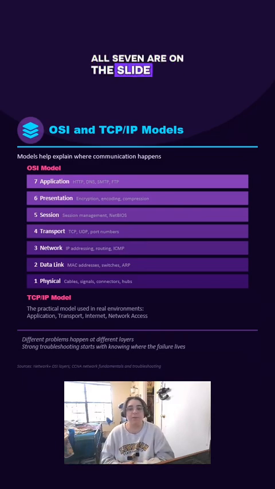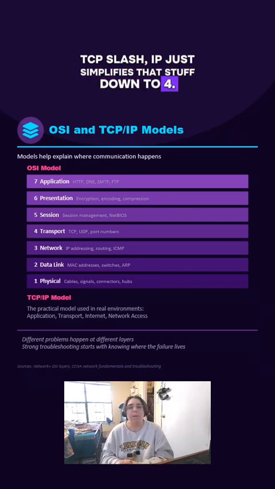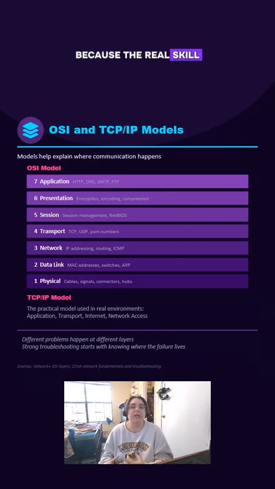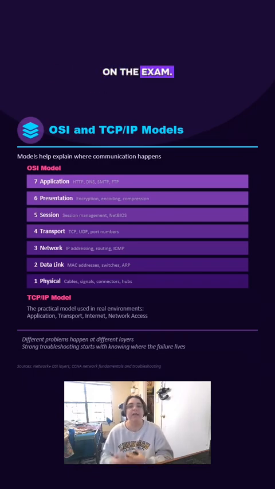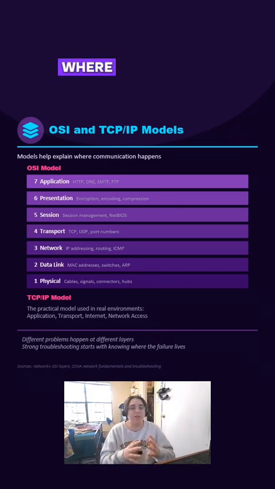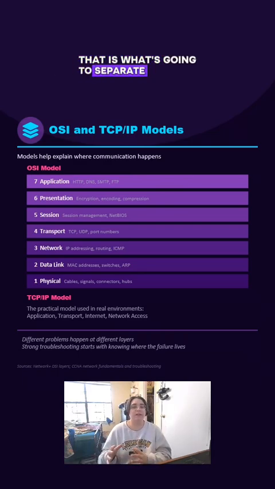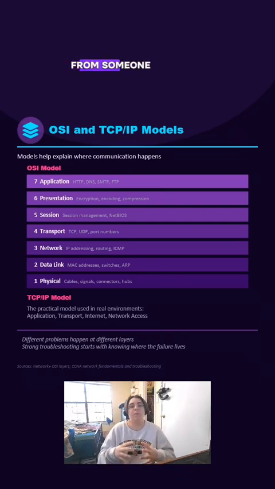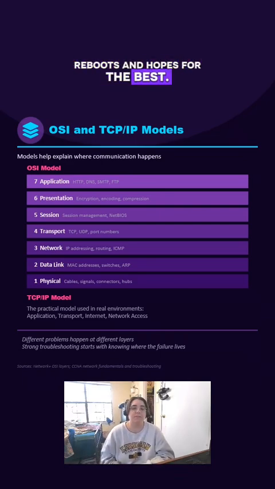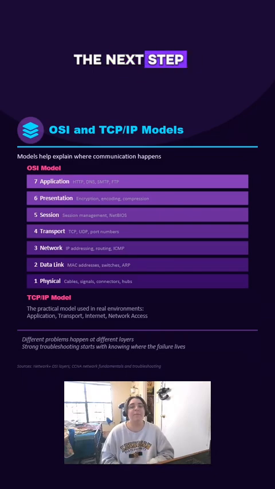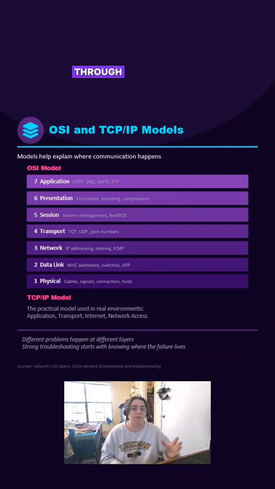All 7 are on the slide with examples at each level. TCP/IP just simplifies that down to 4, but the model you use matters less than the habit it builds, because the real skill isn't just reciting layer names on the exam. It's training yourself to ask, where in the stack is this actually happening? Every single time something goes wrong. That is what's going to separate someone who can troubleshoot from someone who just reboots and hopes for the best. So, now that you have a way to think about where problems happen, the next step is understanding what is actually moving through those layers.